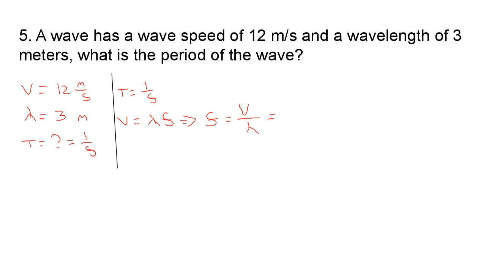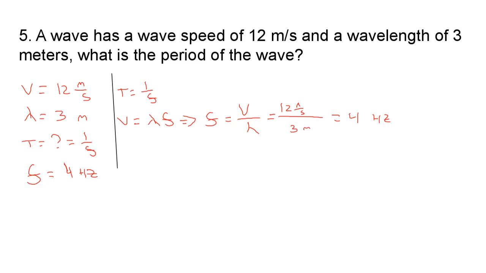Writing on a tablet is harder than writing on a whiteboard. So, 12 meters per second divided by 3 meters. 12 divided by 3 is 4. That is the frequency. So now that I know the frequency, F equals 4. We don't need the equation for it.